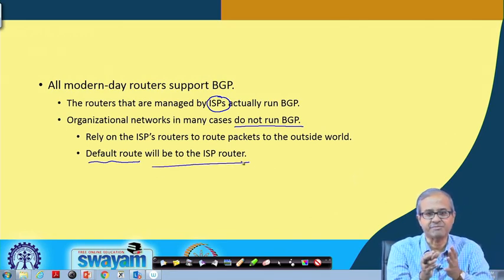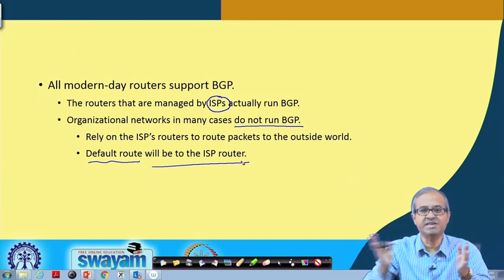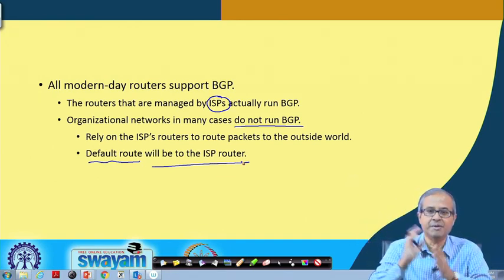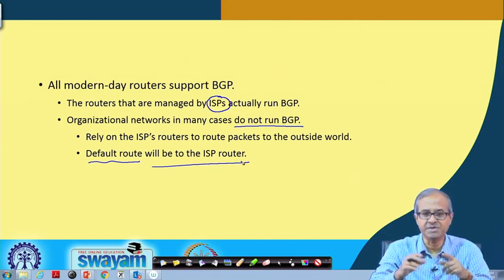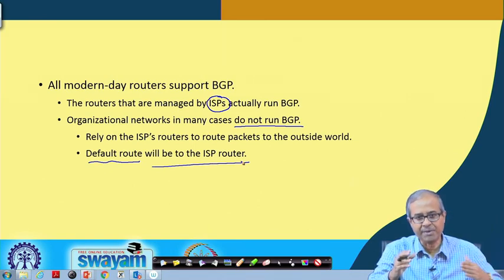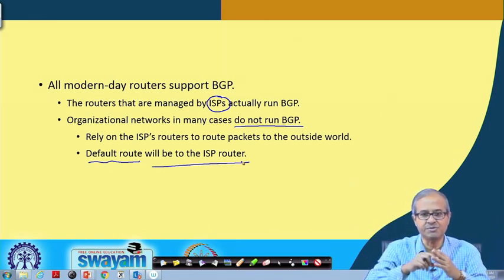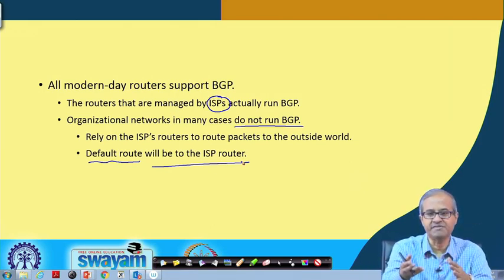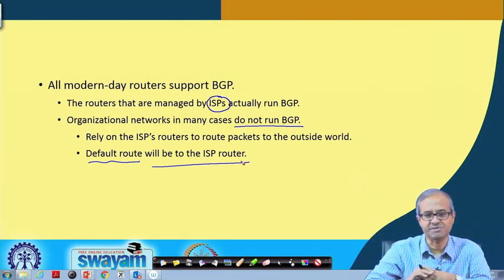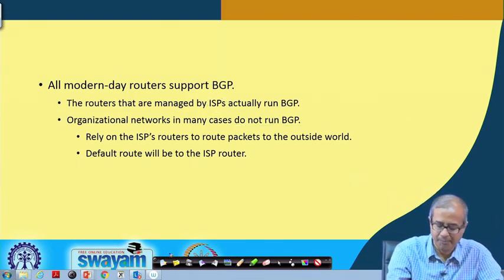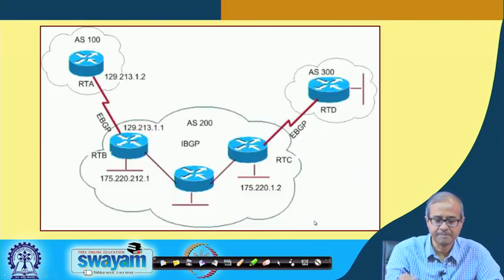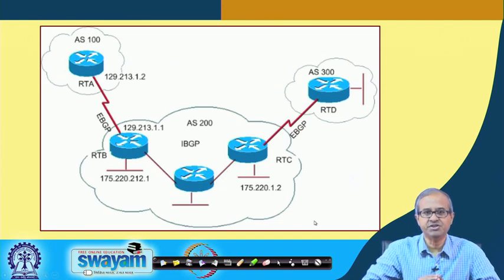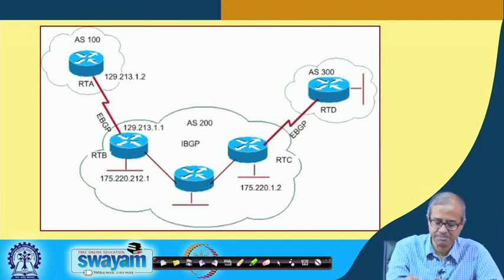Whatever packet comes, you will be sending it to the ISP's router, and the ISP's router will decide where to route. But if your network is running BGP, then you can also maintain a comprehensive routing table, where for the packets that are going somewhere else, you can decide where to send. But in the previous case, you are sending only to the ISP's router. So, here I am just showing you a couple of examples.